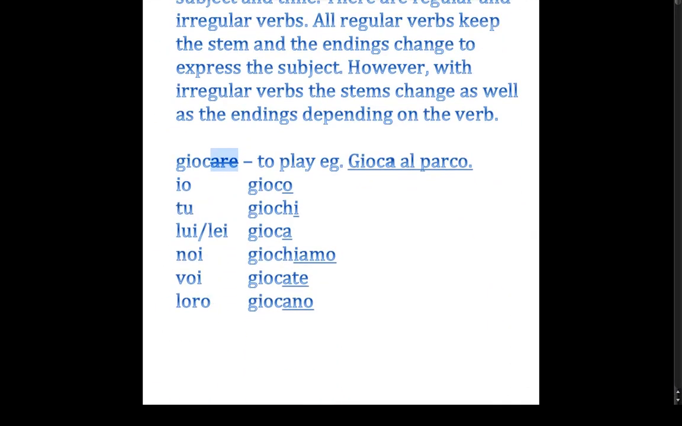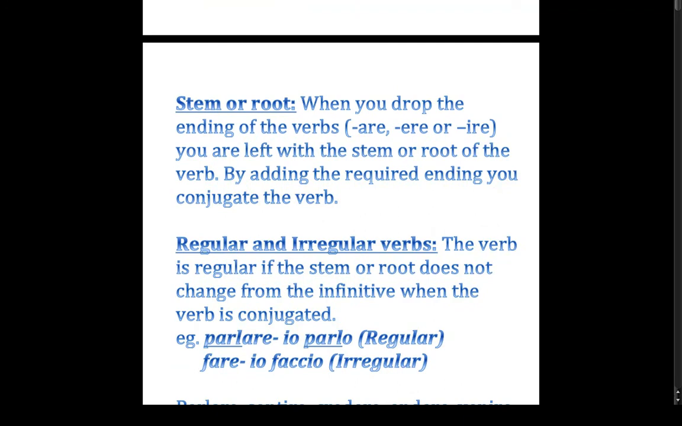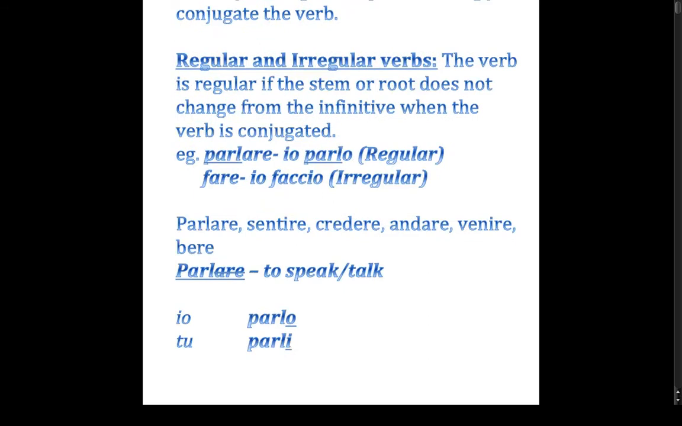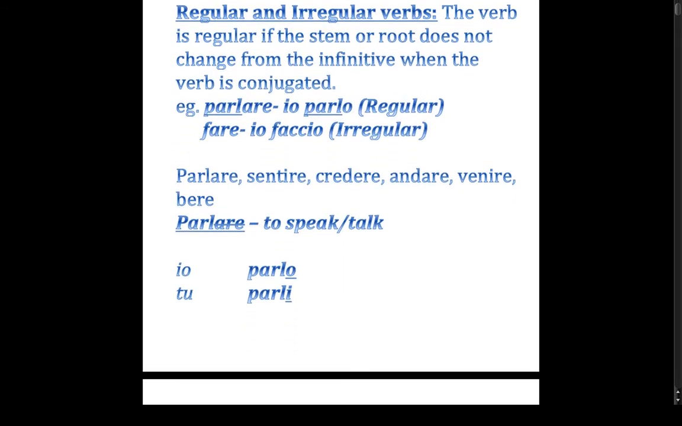Okay, so you'll see here the continuation of the stem throughout the conjugation. And what changes is the ending. And the ending is what is then specific to the subject of the sentence. So the stem or the root of the verb is the first part of the verb that's left over after you've taken away the ending, the ARE, ERE, or IRE. So this brings me to the next term, regular or irregular verbs.